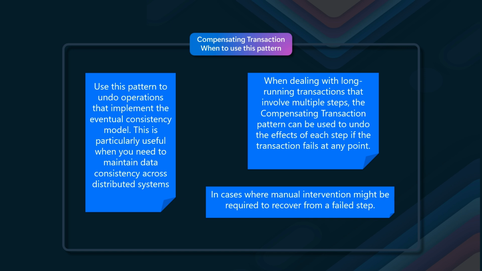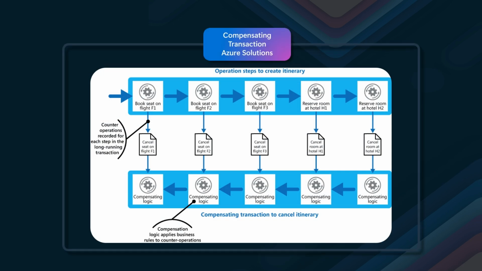Handling state changes in the service-oriented architecture, SOA. In a service-oriented architecture environment where operations can cause changes in the state held by services, the compensating transaction pattern can be used to undo those state changes if necessary. By using the compensating transaction pattern in these scenarios, you can ensure that your system can handle failures gracefully, maintain data consistency, and recover from errors effectively.